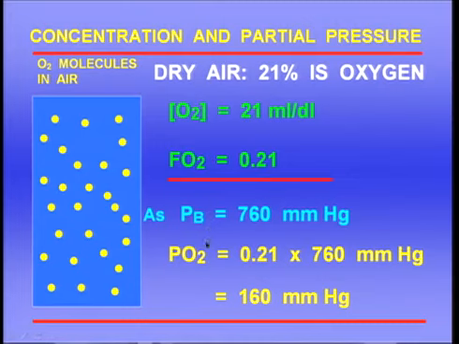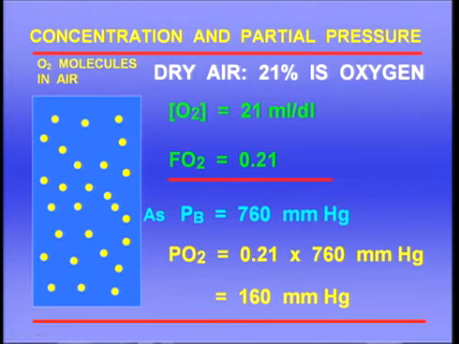Now let's look at the notion of partial pressure. It's a very important idea. We use it extensively. The partial pressure is simply the oxygen concentration, in this case the fractional concentration, multiplied by the barometric pressure, which at sea level is 760 millimeters of mercury. So we multiply 0.21 times 760, and that gives us a partial pressure of oxygen in dry gas of 160 millimeters of mercury.